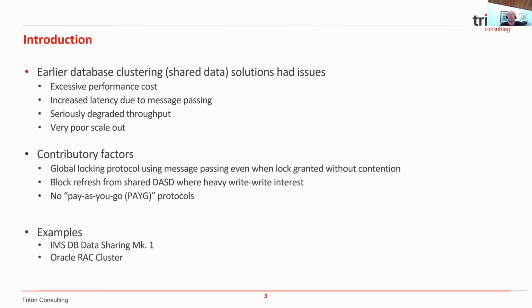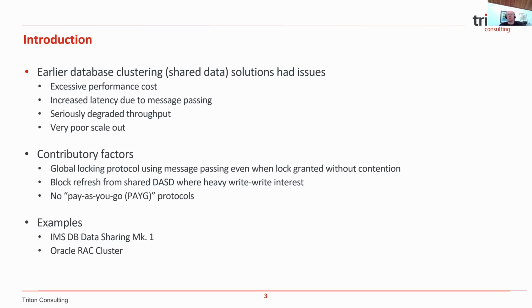And if we look at some examples of these, the first one was IMS database data sharing Mark 1, which was prior to the data sharing implementation in version 4. And I worked on one of those early customers, which is using CICS with IMS DB data sharing. And quite honestly, when we put two systems together to start with, we got less throughput out of two being put together than we did out of one, which is obviously horrible, isn't it?